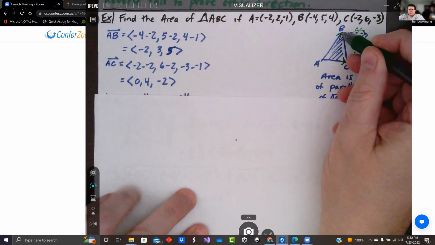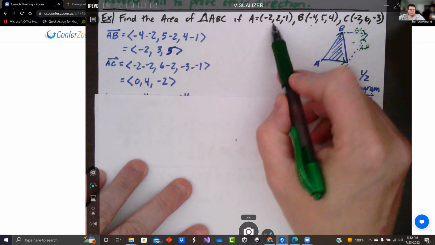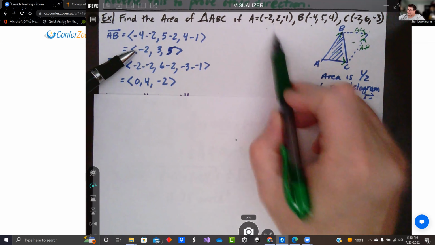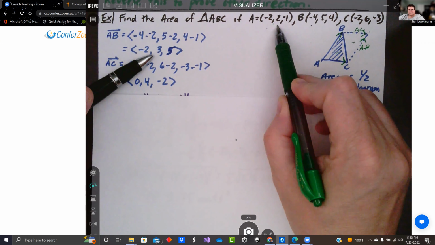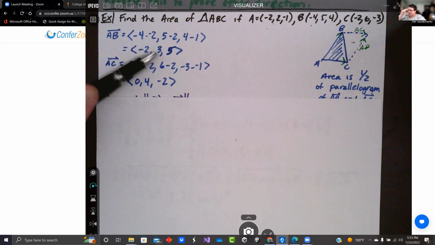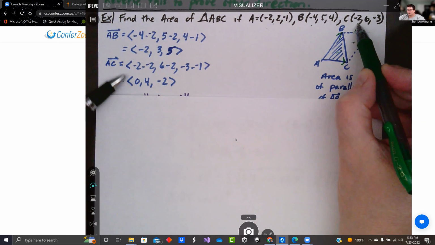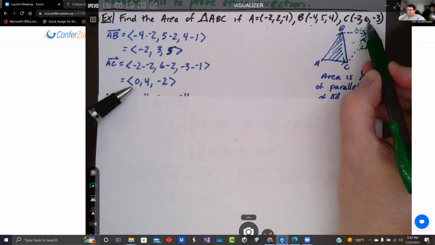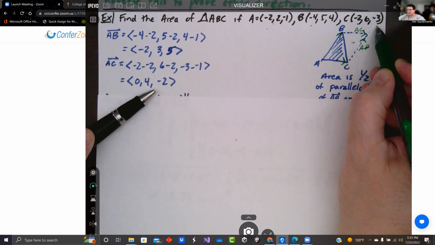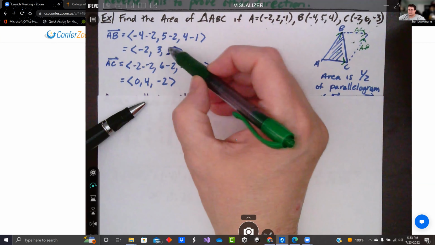If we're going from A to B, we subtract the components of A from B. So we've got negative 4 minus negative 2 gets us negative 2 here. I've got 5 minus 2 gets us our 3 here. And I've got 4 minus negative 1 gets us our 5 here. If I do the same thing with AC, I subtract A from C. So negative 2 minus negative 2 is just 0. 6 minus 2 is 4. And negative 3 minus negative 1 is negative 2. So now I've got the vectors AB and AC.